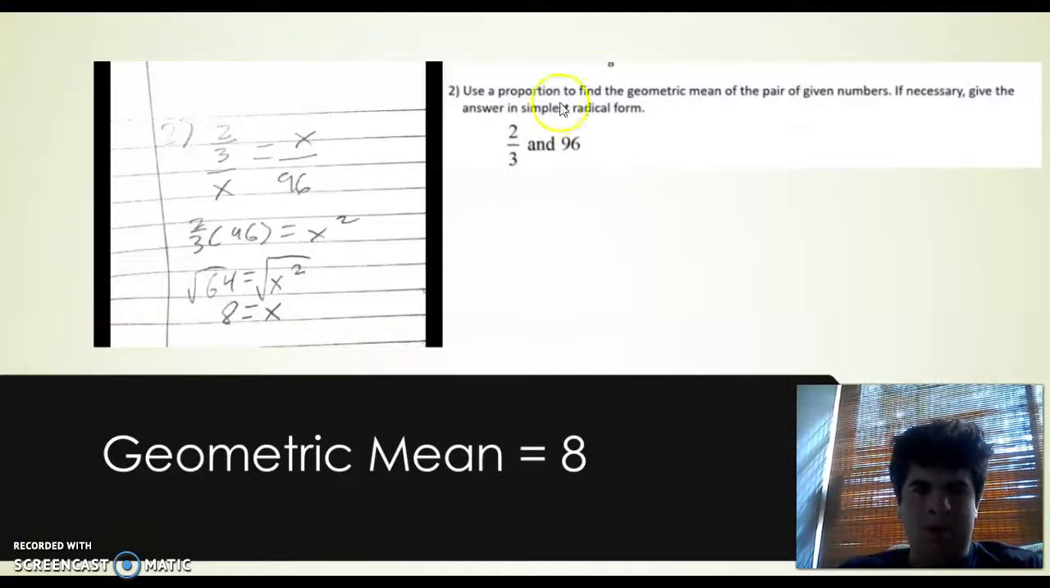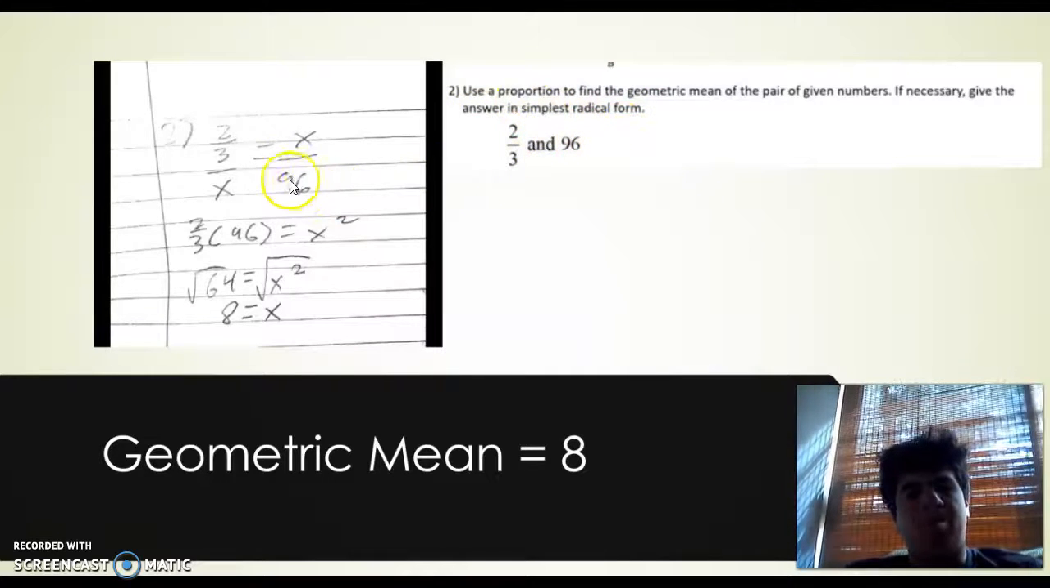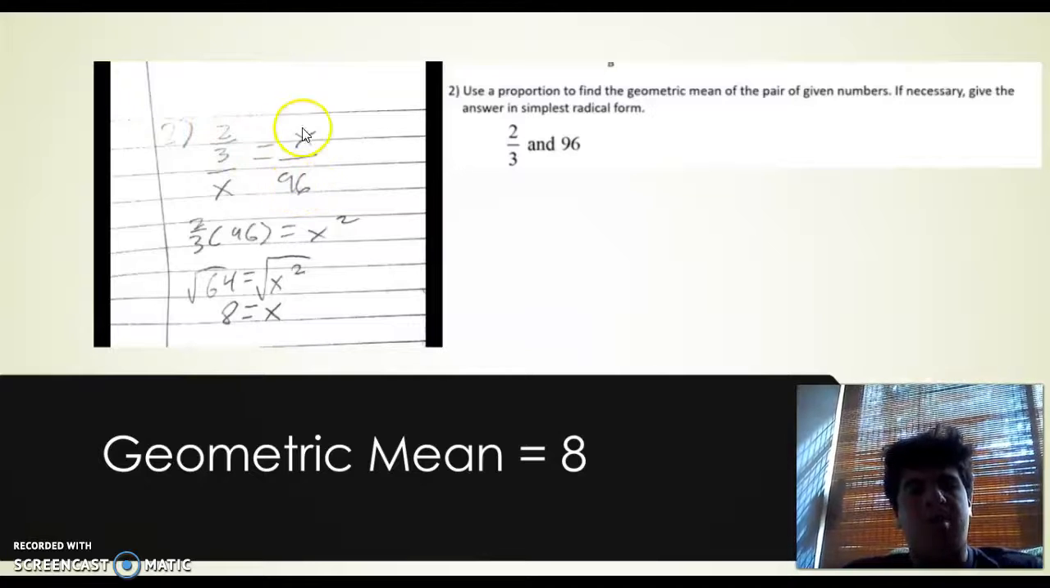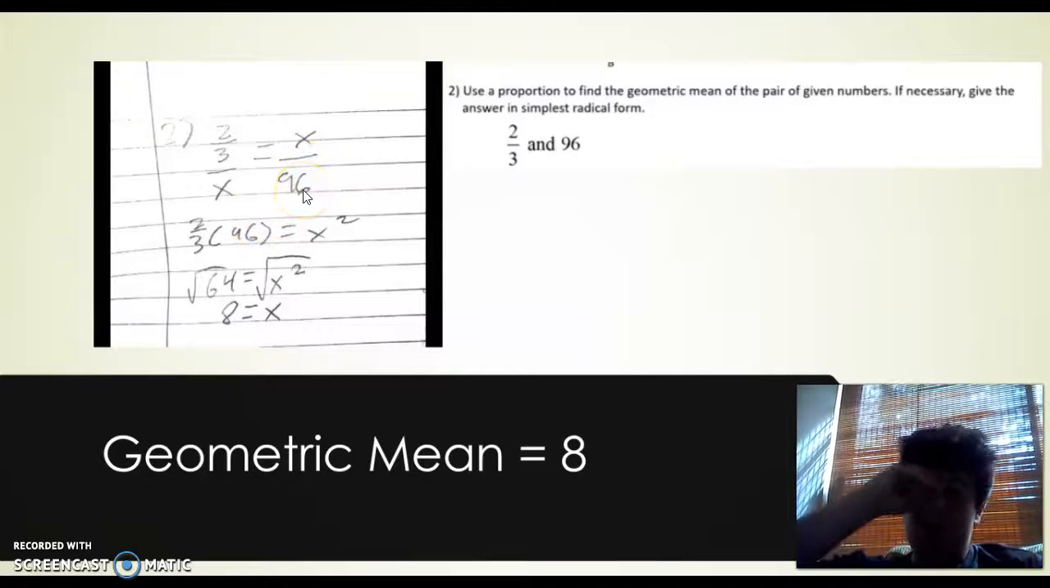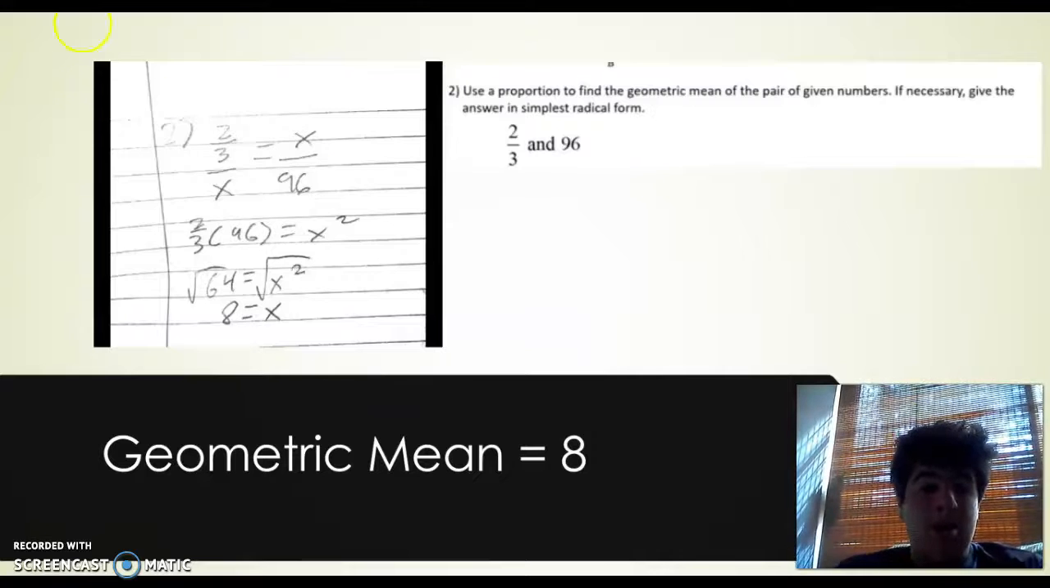Number 2, use a proportion to find the geometric mean. Given pair number 2/3 to 96. Setting up the proportion would be the extremes. Then I use the variable x for the means. And then 2/3, then you multiply by the common denominator. 2/3 times 96 equals x squared. Then simplify 2/3 of 96 is 64. And then you square root them, and then geometric mean.